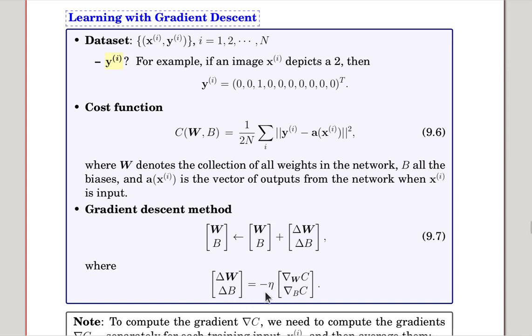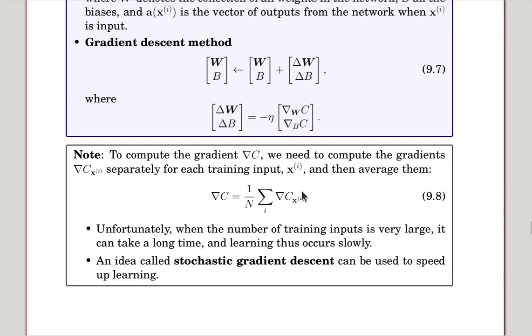It is formulated in this way: minus the gradient, scaled by the learning rate. That is the standard formulation of the gradient descent method, right? Okay.